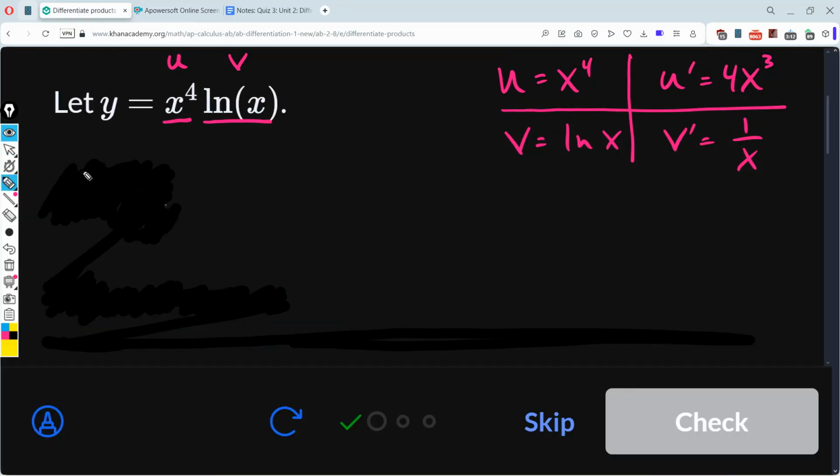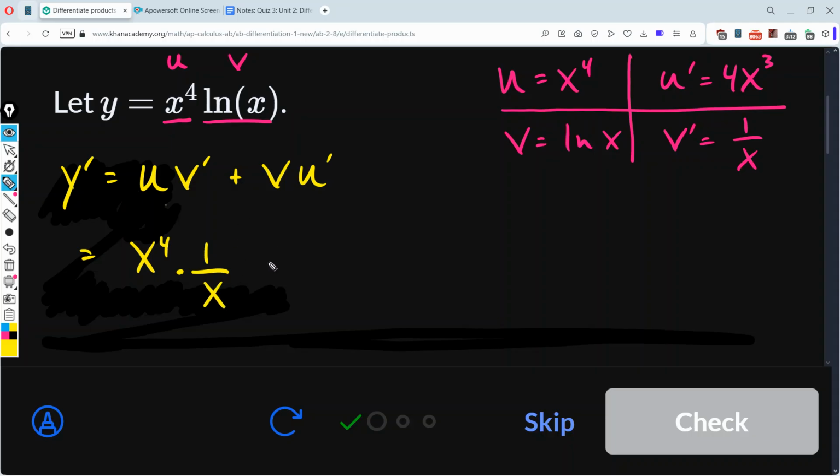All right, so we said the derivative is going to be first times the derivative of the second plus the second times the derivative of the first. Okay, u is the first term and v is the second term. So for u, that's x to the fourth. For v prime, that's 1 over x, so that's going to be times 1 over x, plus v is going to be ln of x, and u prime is going to be 4x to the third.